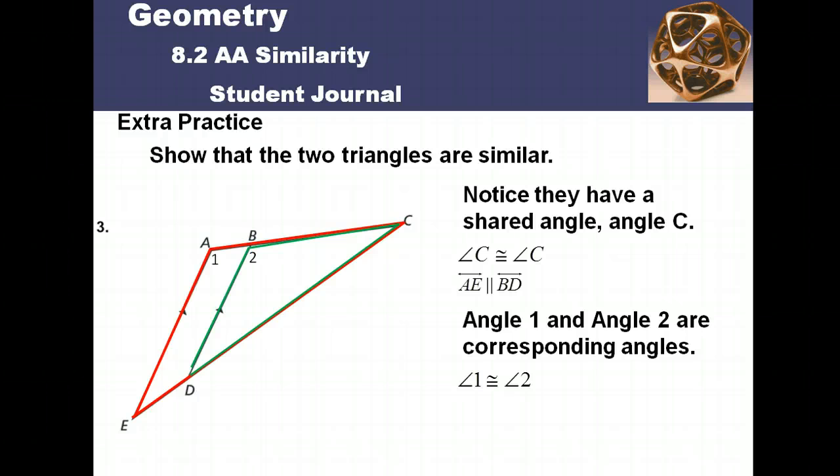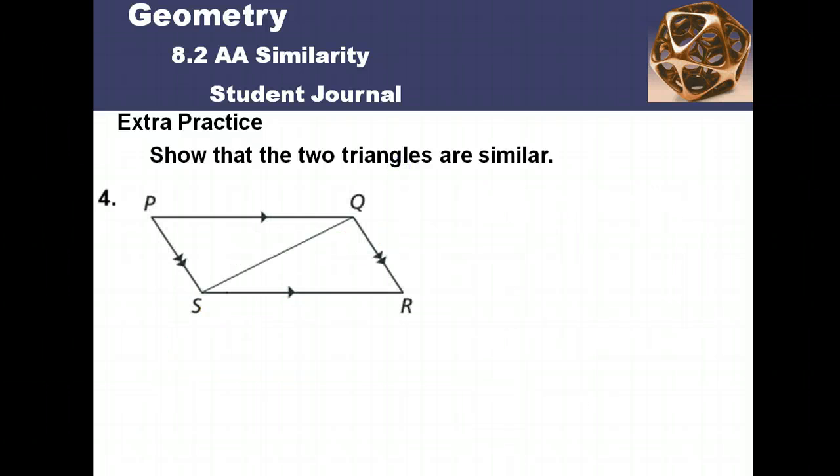So I have angle C is congruent to angle C, and angle 1 is congruent to angle 2, so I have two angles that are congruent. So that's enough to say that the two triangles are similar by the angle-angle similarity theorem. Okay, so one more. Again, I want to show that the two triangles are similar. So I'm going to start by calling this angle 1 and this angle 2.